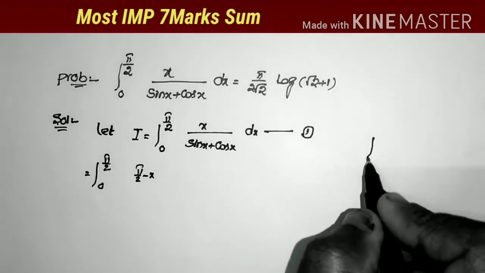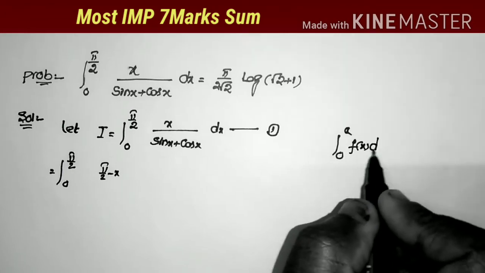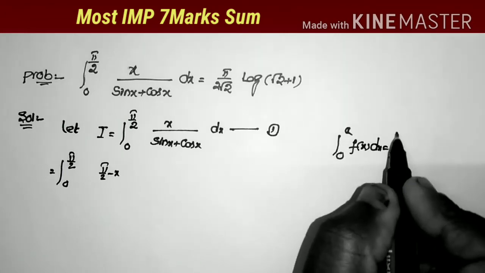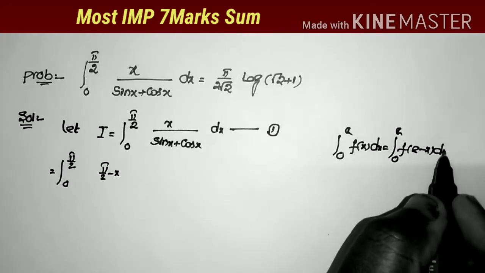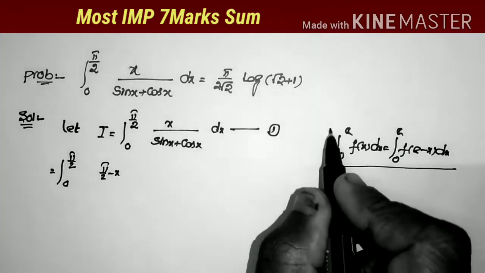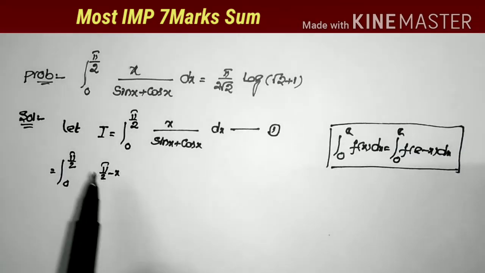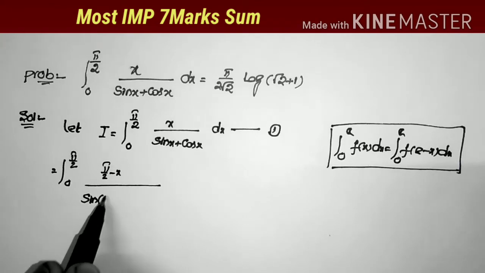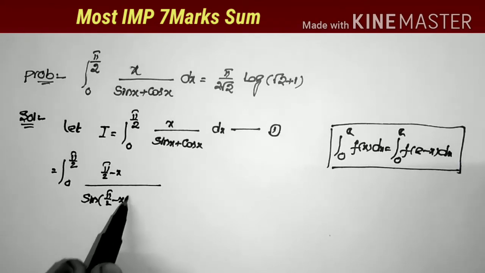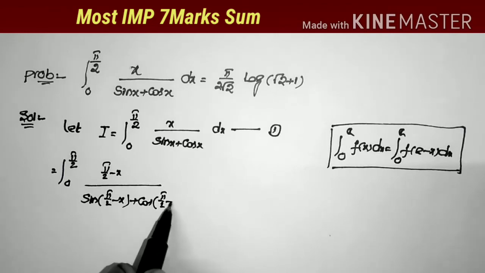Here this is the formula: integral 0 to a of f of x dx is equal to integral 0 to a of f of (a minus x) dx. First, to solve this problem, we have to apply this formula to the given problem. So in place of x we take pi by 2 minus x, by sin (pi by 2 minus x) plus cos (pi by 2 minus x), into dx.